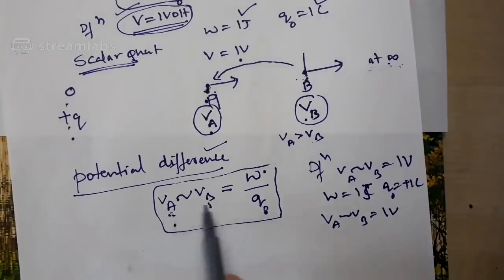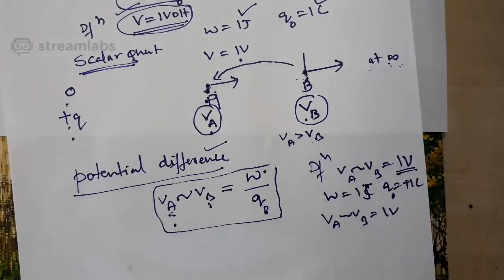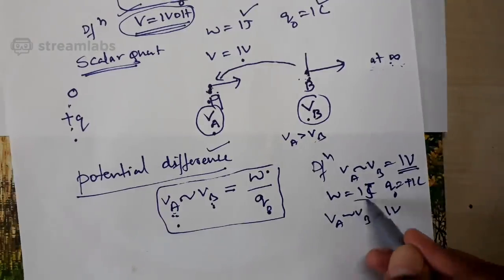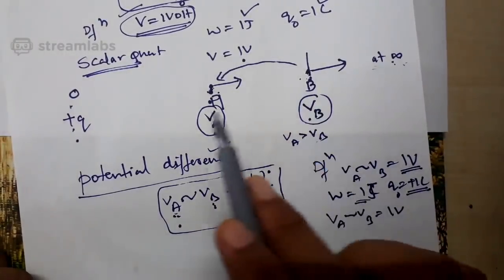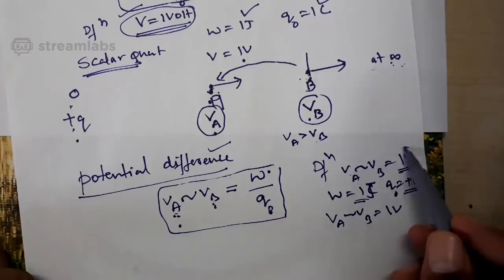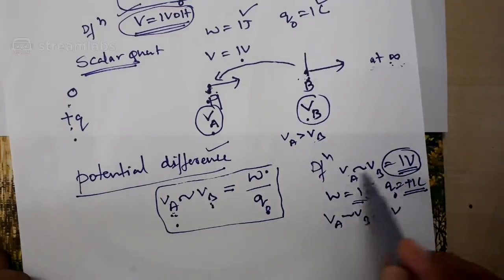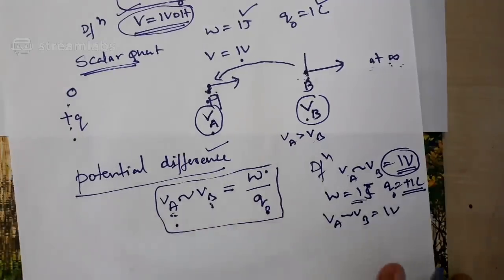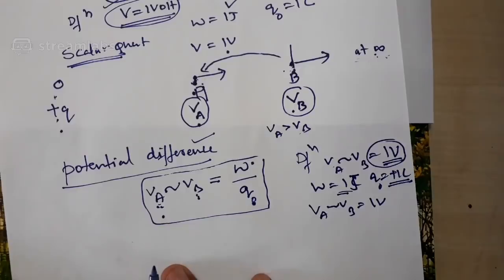Now I can define potential difference between the 2 points is said to be 1 volt if 1 joule of work is done in moving a unit positive charge from one point to another point against the electric field. I'll repeat. Potential difference between the 2 points is said to be 1 volt if 1 joule of work is done in moving a unit positive charge from one point to another point against the electric field.